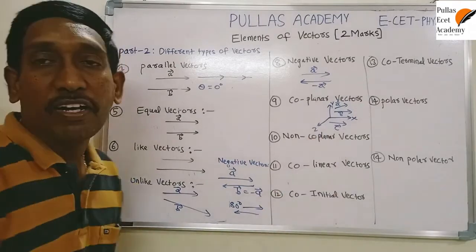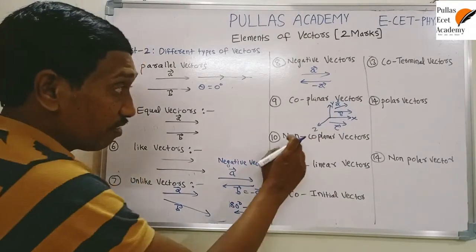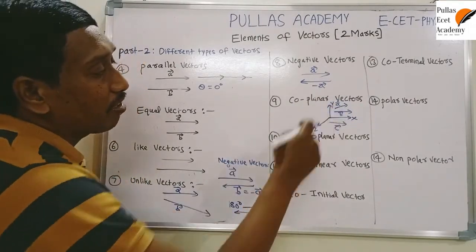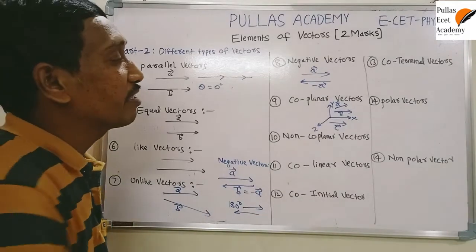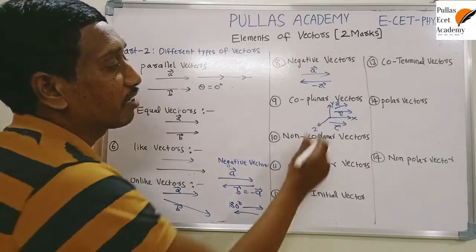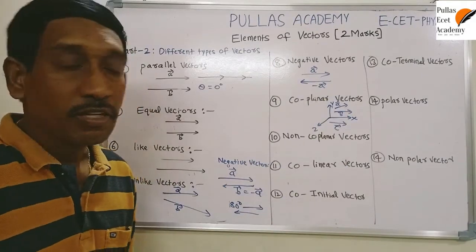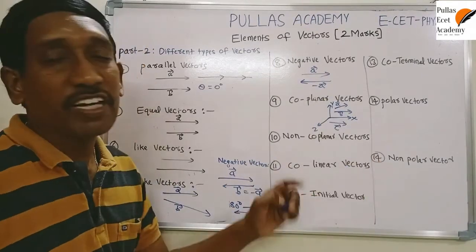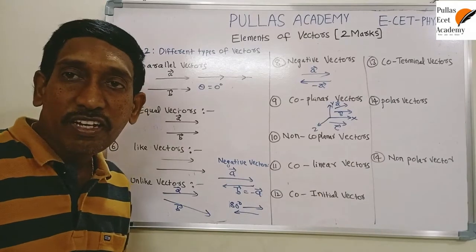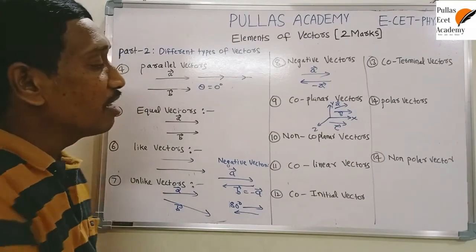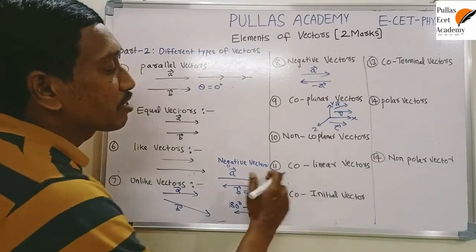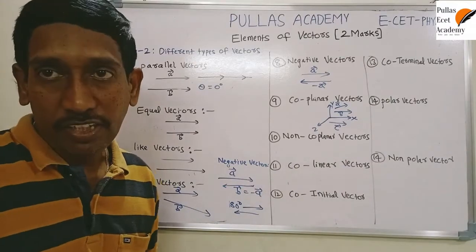Next, what do non-coplanar vectors stand for? If the two vectors are not in the same plane, they are called non-coplanar vectors. Suppose a bar and c bar are non-coplanar vectors. Collinear vectors means the two vectors lie in the same line. Linear means in the same line, so that is called collinear vectors.